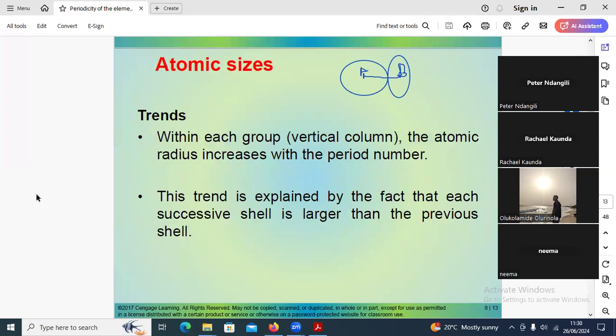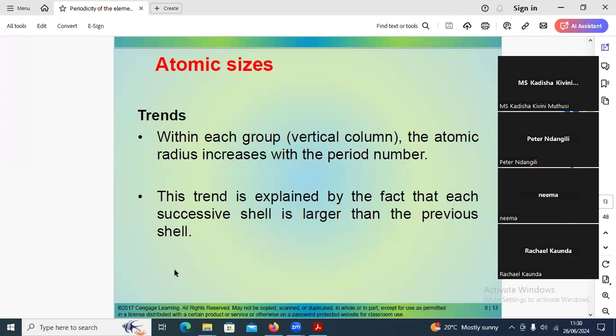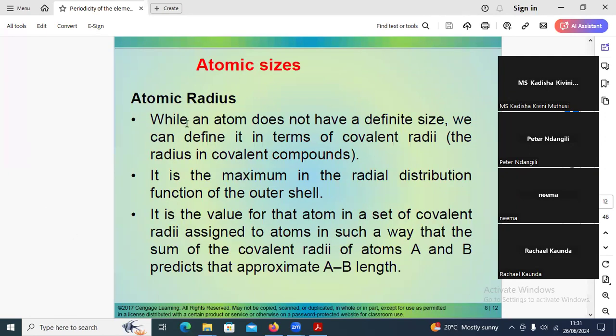When you talk about the atomic sizes, we need to look at the atomic radius. Yes, somebody is asking a question. Please go ahead and ask that question. Could you go back to the previous slide on the atomic sizes? Okay, I am here. Yes.